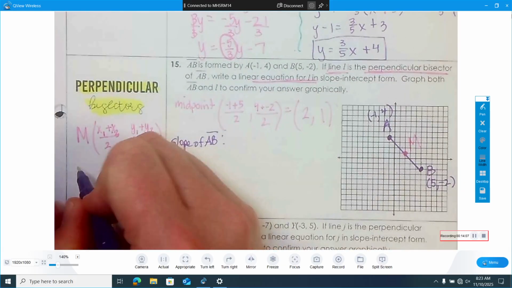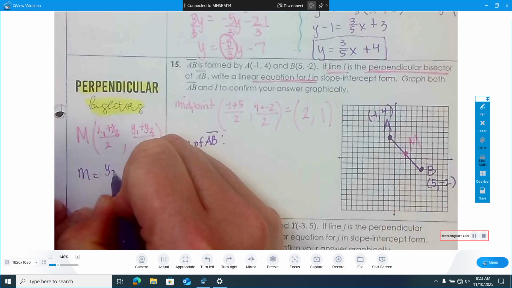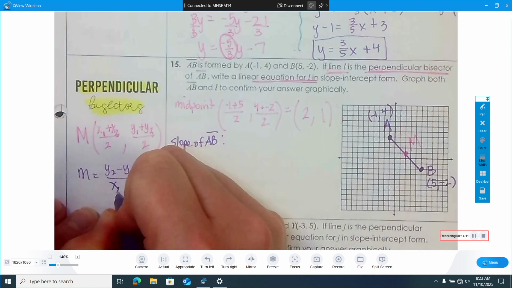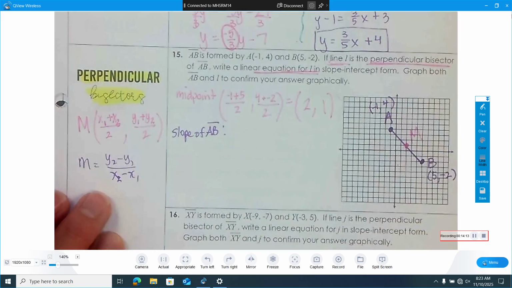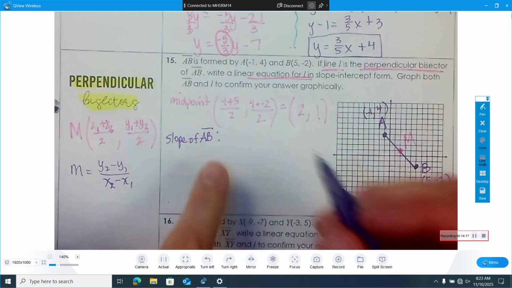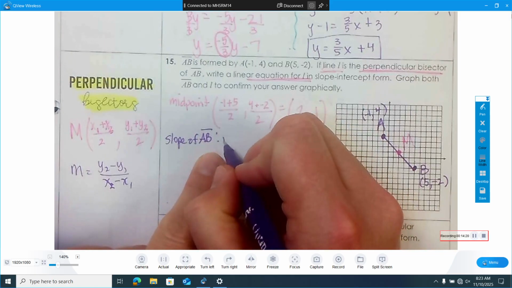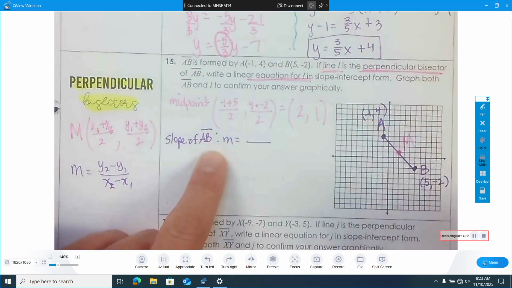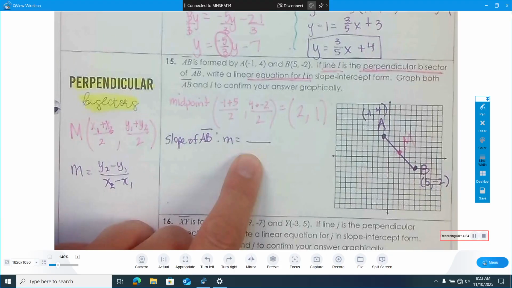The slope formula, y2 minus y1 over x2 minus x1, right? So I could use the slope formula. I'm going to do that just because you're not always going to have a picture. This is the point of math: you don't want to draw a picture all the time and count. The point of math is when numbers are large, we can still apply the process.